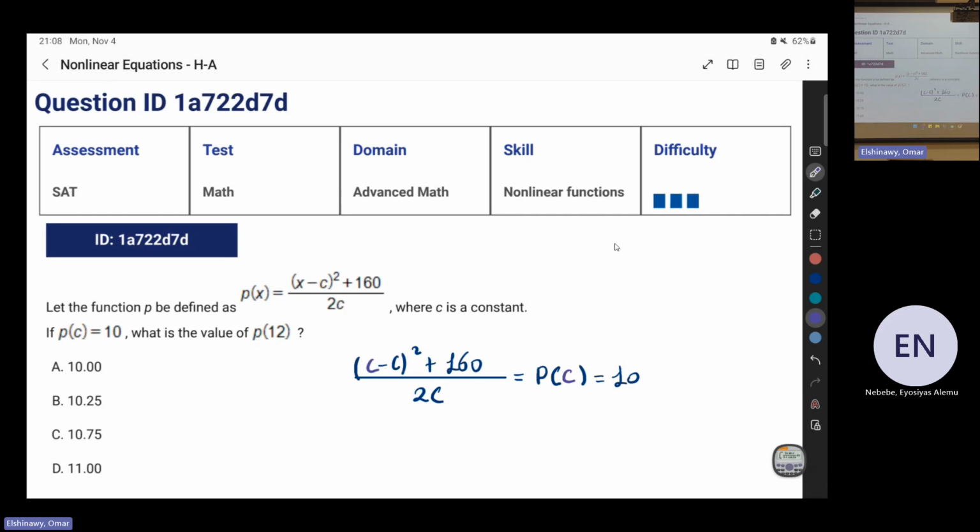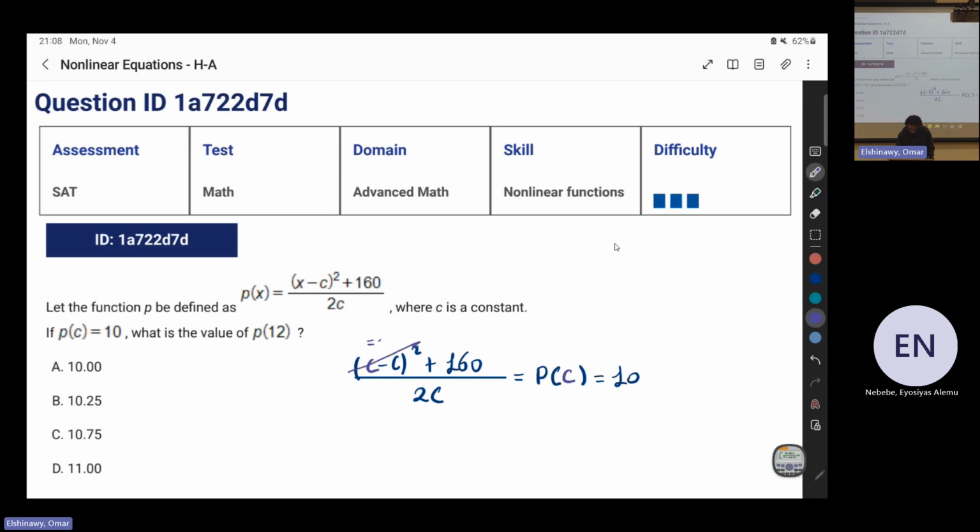So when we put the C, that doesn't mean that C is equal to 10. Exactly. I want the value of P of 12, but that's afterwards. If you look at this, something nice actually happens. Do you see it? C is a constant. Look at this: C minus C is 0.